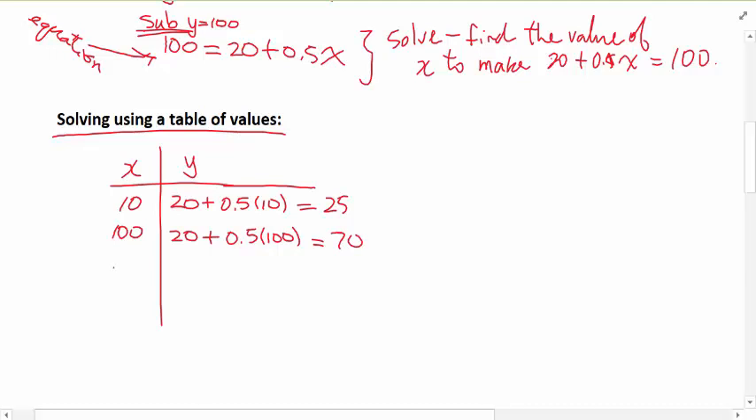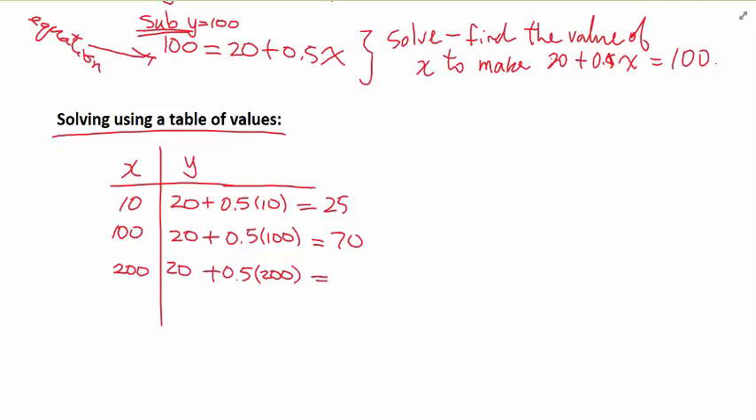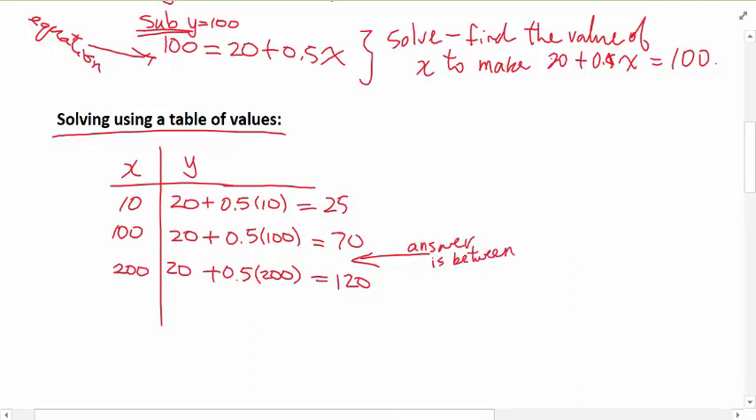So let's try 200. Okay, so this is 20 plus 0.5 times 200, which equals to what? 120. Oh, what happened now? We went too far, right? So the answer is where? Somewhere in here. So the answer is between what? 100 and 200. Somewhere in between you have the answer.